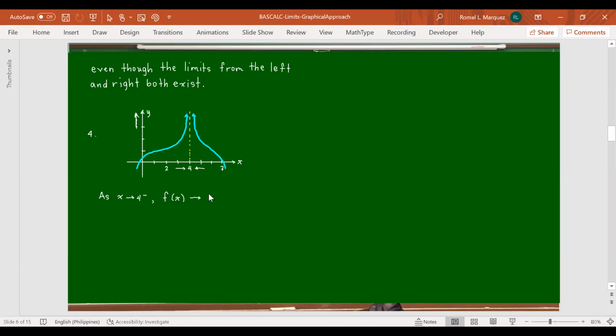It's going upwards, approaching infinity po. So f of x approaches what? Infinity. And that is positive infinity, or simply infinity, no? Positive infinity. So what does this mean? We interpret this as f of x increases without bound. Increases positively without bound.